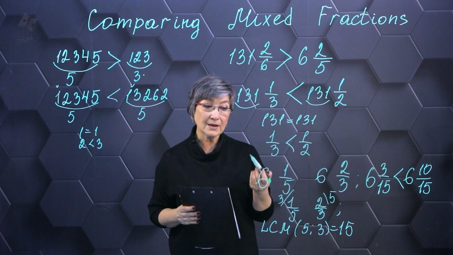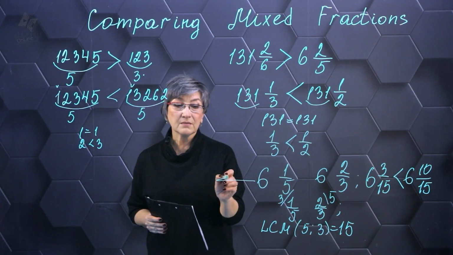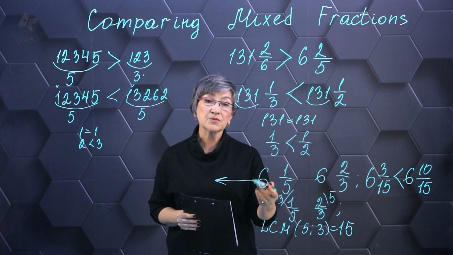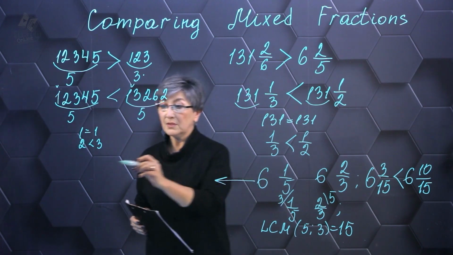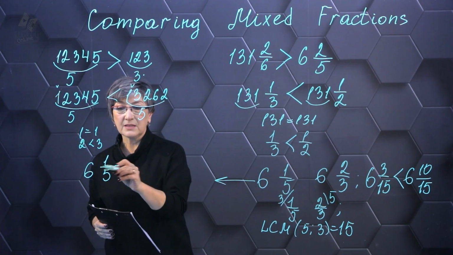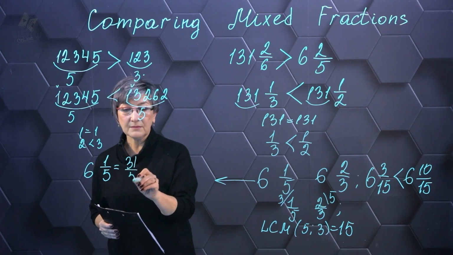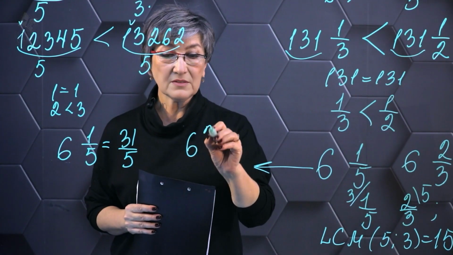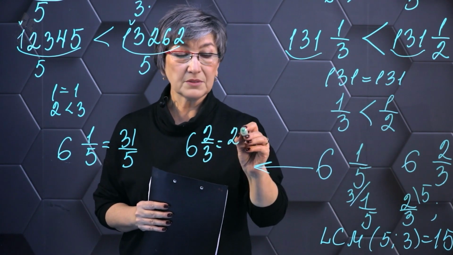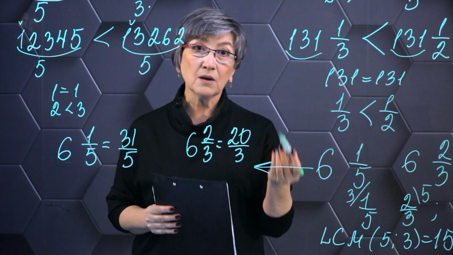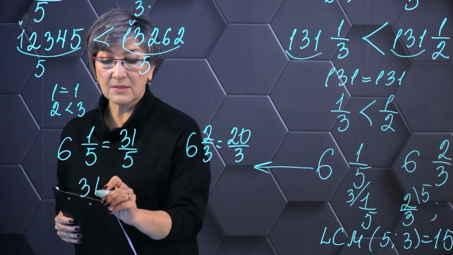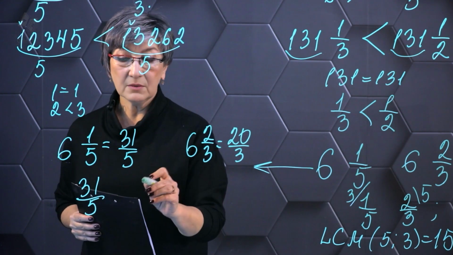Although when comparing mixed numbers, we can also use another way. We can convert to improper fractions. So, I'm going to put 6 whole 1/5 here. That's 31/5, and 6 whole 2/3. And I'll convert that to an improper fraction. The result is 20/3. So I will need to compare the fractions 31/5 and 20/3.